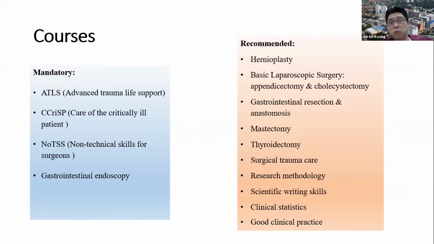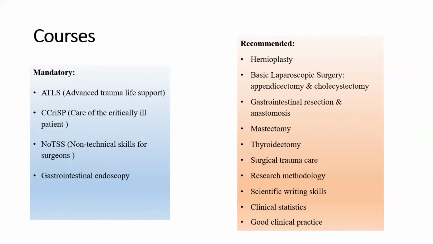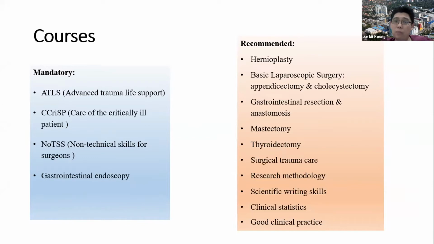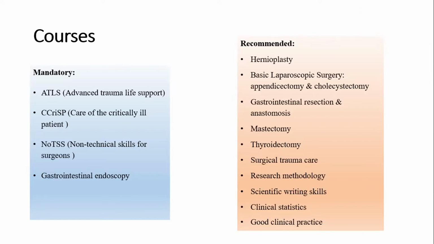Okay, so mandatory for you now will be things like ATLS, CRIPS, NOTS, and also the gastrointestinal endoscopy course. We also recommend other courses like basic lab courses, hernioplasty, things like cholecystectomy. We hold these at least once or twice a year, so you definitely will get that. Anastomotic, mastectomy, thyroidectomy workshops, and so forth. Okay, you must have the mandatory ones, and we recommend you to have those which are recommended.